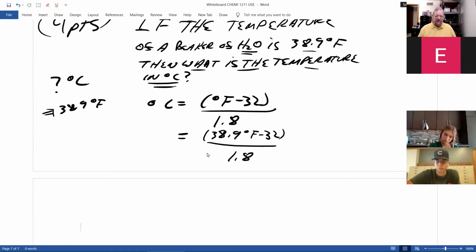Now, listen carefully. A common mistake on test 1 students make is they divide each of these numbers, degrees F and 32, by 1.8, and then do the subtraction. Wrong. Do the subtraction first, then divide by 1.8.